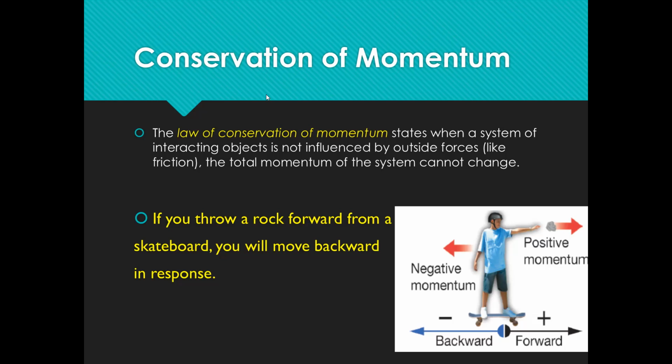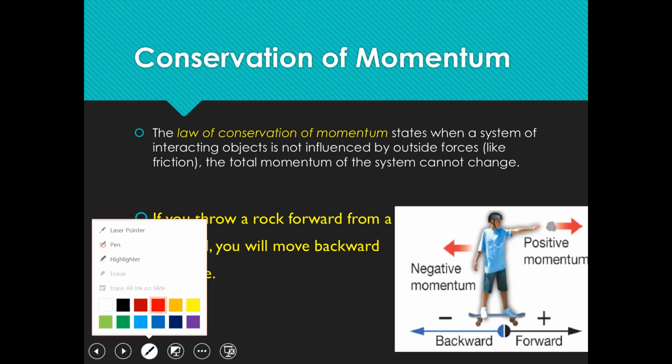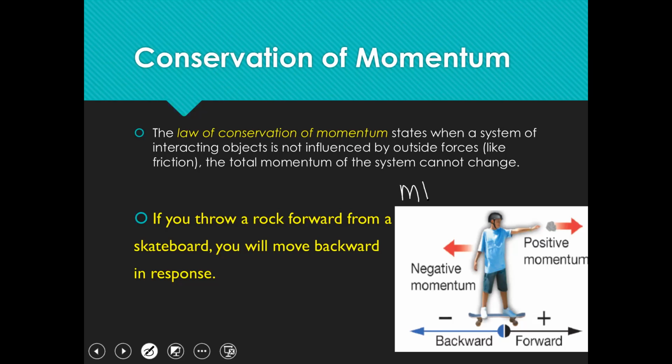Let's have now examples. If you throw a rock forward from a skateboard, as you see in this picture here, you will move backward in response. Try it. You are on a skateboard. You have a rock in your hand. So the m times v for you and for the rock is 0 because the velocity here is 0. So here we have m times v for the body and for the rock.